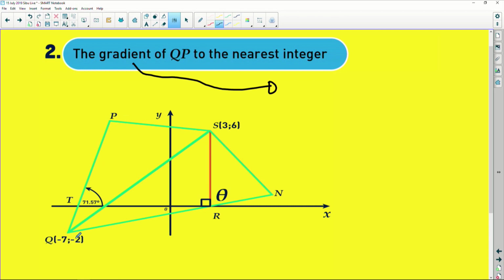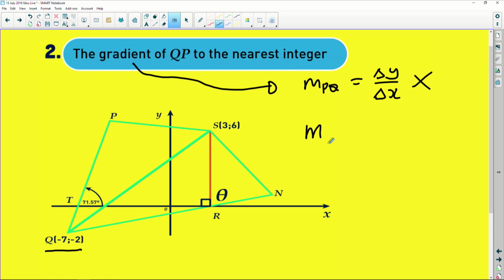I don't have any other point. I only have the point Q on this particular drawing. Nothing has been given for P. So I can't use change in y over change in x. I can't say the gradient of PQ is change in y over change in x. This falls away because we don't know the coordinates of the other point. So the only thing I can use is the given angle.